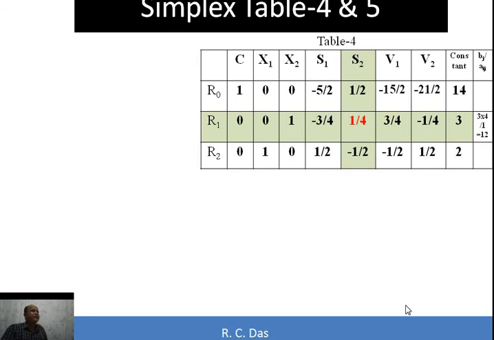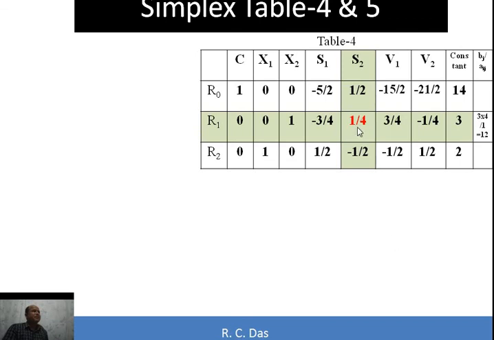This table number 4 also has one positive value, that is half corresponding to the S1 column. So the S1 column is the pivot column. Again we have to search for the pivot row. So let us take this constant, 3 divided by 1 by 4, which ultimately becomes 12. And the other is negative, so we need not divide it.